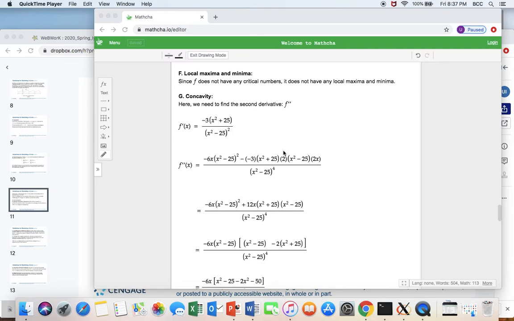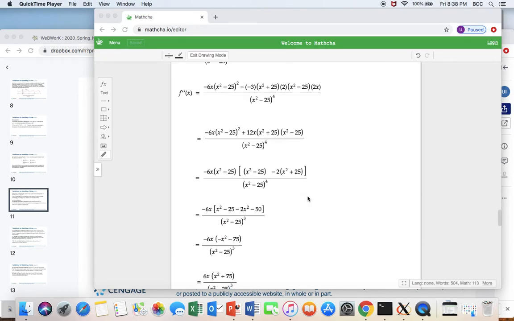3 times 2, 6 times 2, 12. That's a 12. And there is an x factor here, then the factor x squared plus 25, then the factor x squared minus 25. The denominator I have not changed at all. You notice this is 12x, this is 6x. But also mind you, x squared minus 25 is a factor here and x squared minus 25 is a factor there.